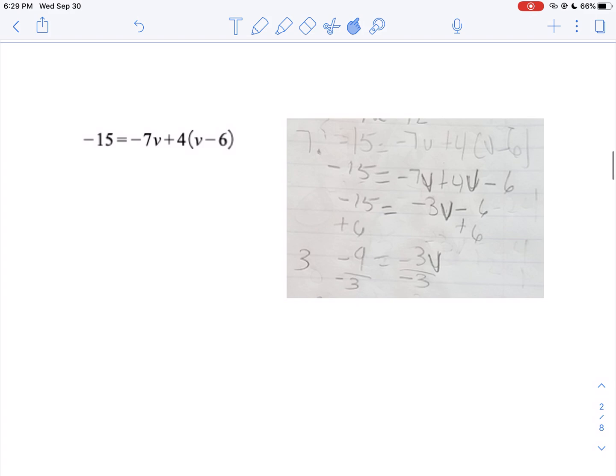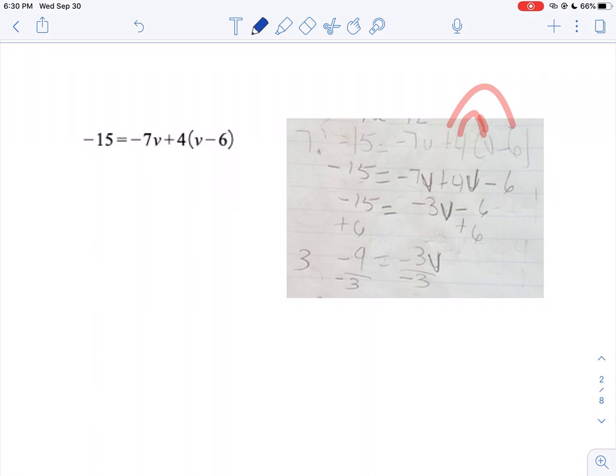Now, on the next problem, you set it up perfectly. The only thing is, why did you ignore the 6 when you distributed? You got to take 4 times v, which you did. You got 4v, but you got to take 4 times negative 6. That's the only mistake you made.